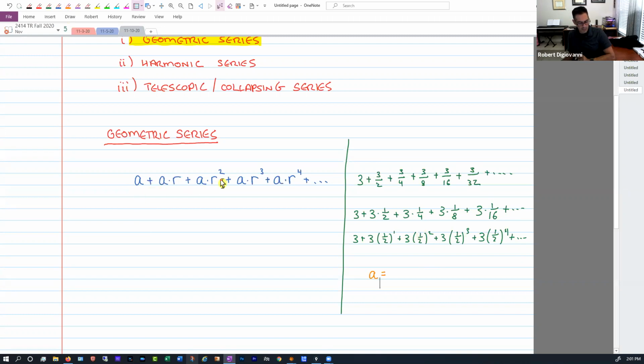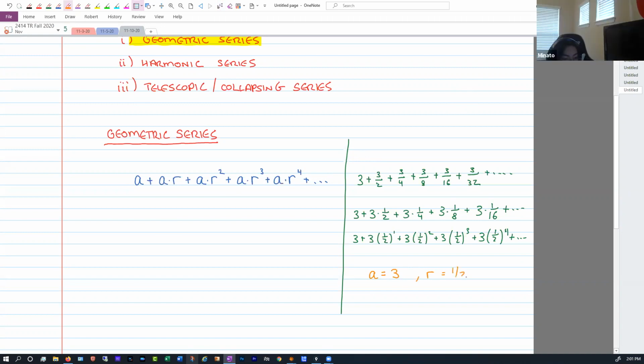Look at the formula here. What would A be for us? 3, 3. And what would R be? 1/2. 1/2 raised to the... Oh, yeah. R is the thing that's being raised. R is the thing that's being raised. So for all of these, R is always the 1/2. Do y'all see that? Geometric series?